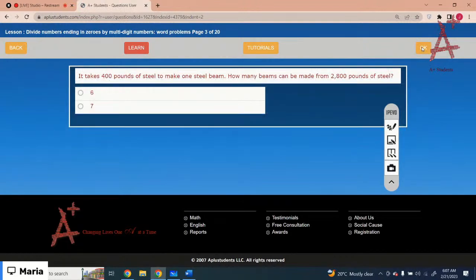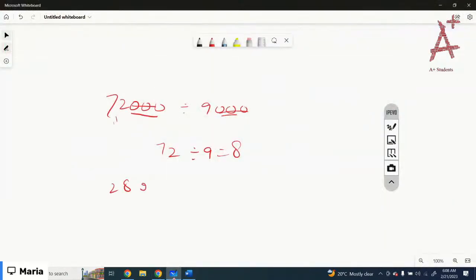Okay, the next one is if it takes 400 pounds of steel to make one steel beam, how many beams can be made from 2,800 pounds of steel? So 2,800 divided by 400. Okay, so they have the same number of zeros, so they can cancel out, and you're left with 28 divided by 4. So 4 times what number is 28? So 4 times 7 is 28. Got it? So the correct option is 7.